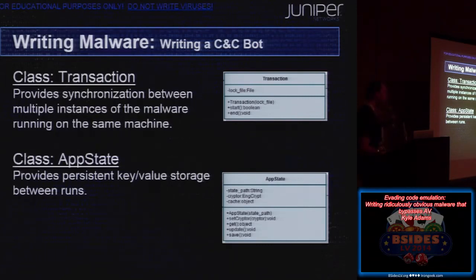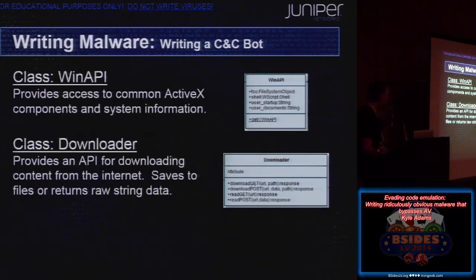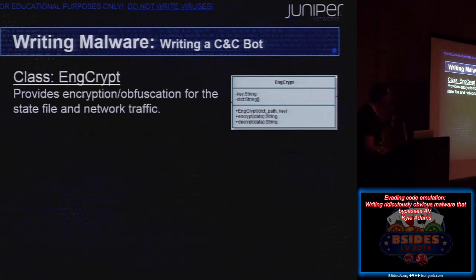So we need a way to make sure that we only enter certain pieces of code once. Then we have app state, which maintains state between executions. When the user reboots the machine, we need some way to know what was the last instruction we executed, how far along the install path we are, whether we still need to prompt for elevation, how much time we have left before we have to prompt for elevation, things like that. Then we have WinAPI, which gives us all the ActiveX objects we need to work with. Really, there's only two, the file system object and the WScript shell. It gets us the user's directory and their start menu folder. Then we get the downloader, which is just a generic class for doing HTTP requests and getting content. And we have ENG-crypt, which is what's going to provide our network encryption.